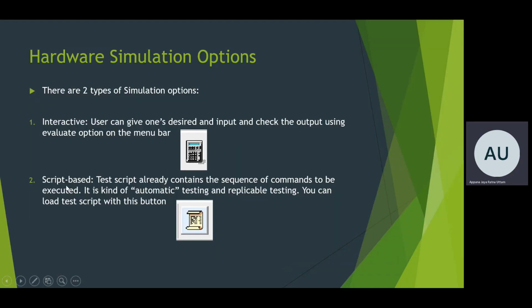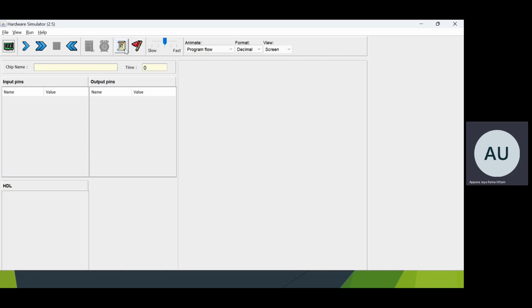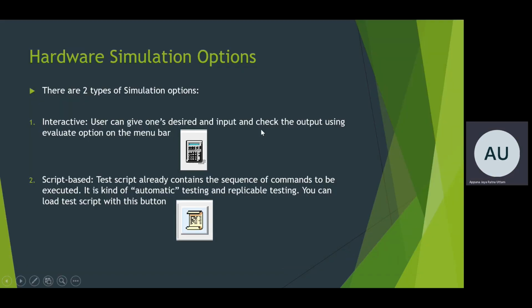In the script-based mode, a test script can be loaded, and it contains a sequence of commands that is directly executed when it is run. It is a kind of automated and replicable testing. We can find this test script button here. Pressing it, we can load the test scripts and perform the actions.